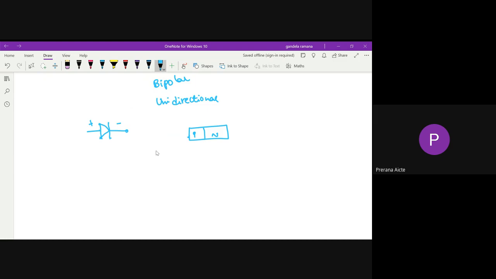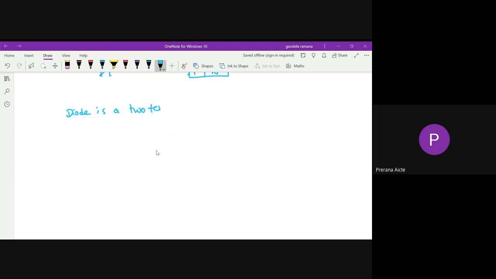So is a diode a controlled device or an uncontrolled device? It is an uncontrolled device. So finally, what is a diode? A diode is a two terminal, passive, bipolar, uncontrolled electronic device.